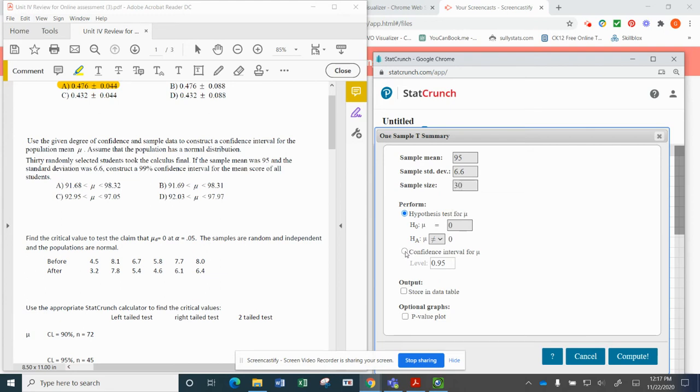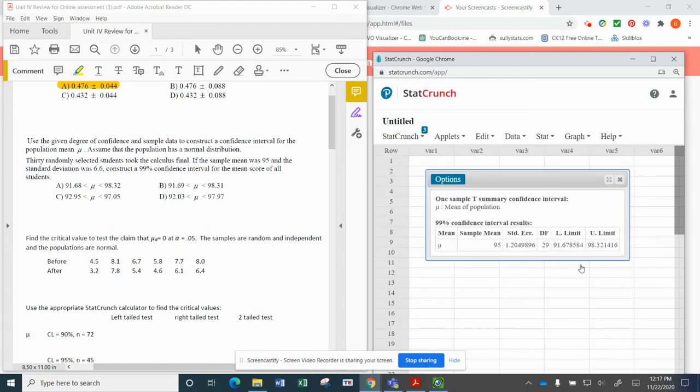Okay, we are doing a confidence interval, so I'm going to click that, and then I need to identify that it's a 99% confidence interval. So I get my lower limit of 91.68 and my upper limit of 98.32. So again, that one would be our first one.